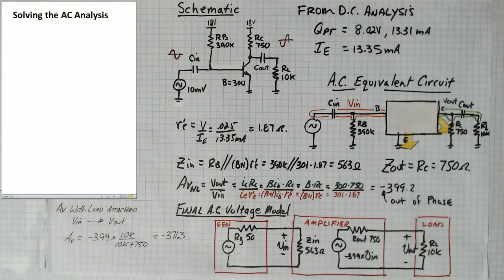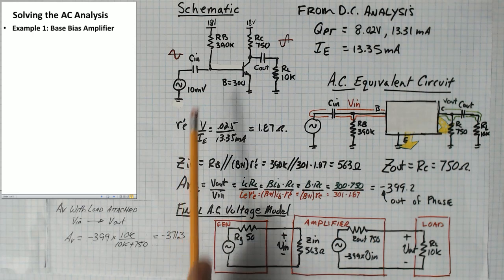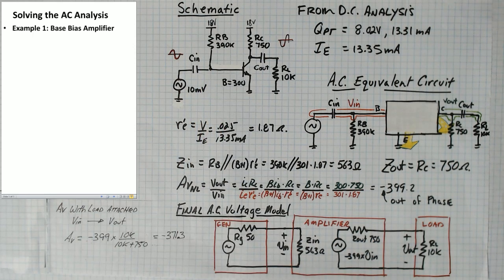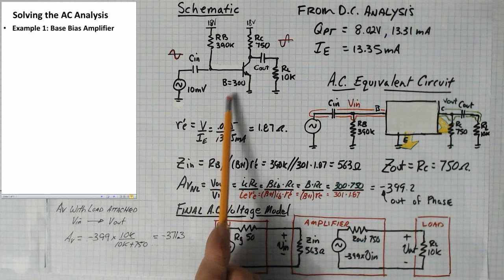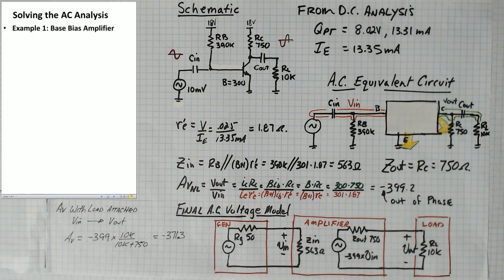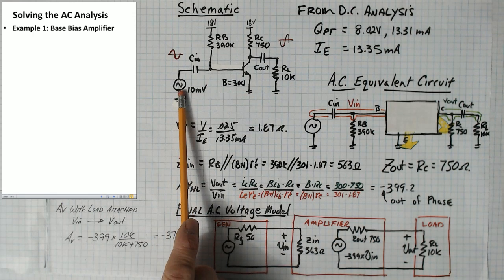Solving the AC analysis, in this first example we're going to do a base bias amplifier, and this is the same amplifier that we did the DC analysis on previously. There's a 390 kΩ resistor for the base resistor, the collector resistor is 750, and a transistor with a beta of 300.